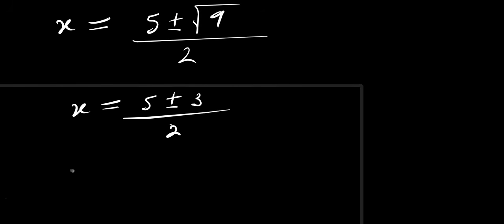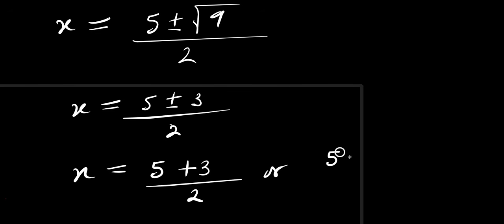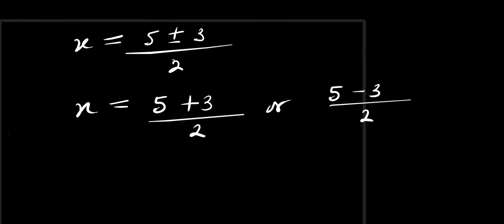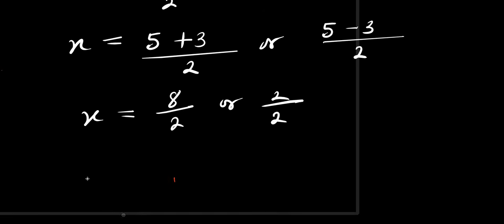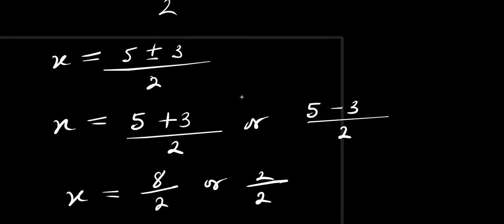So we have two values for x. I can have x equals 5 plus 3 divided by 2, or 5 minus 3 divided by 2. From here, x equals 5 plus 3, 8 divided by 2, or 5 minus 3, 2 divided by 2. From here, x equals 4, or 1. Now, this is one way of solving this particular quadratic equation.